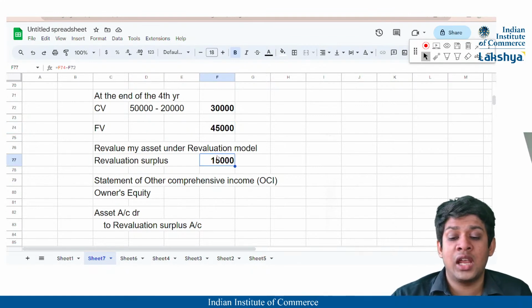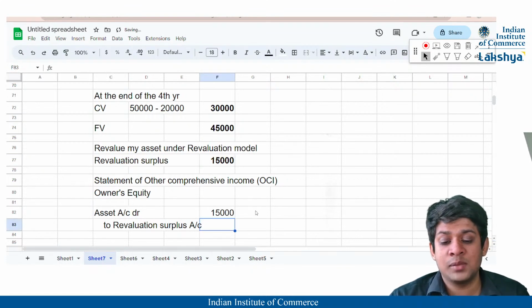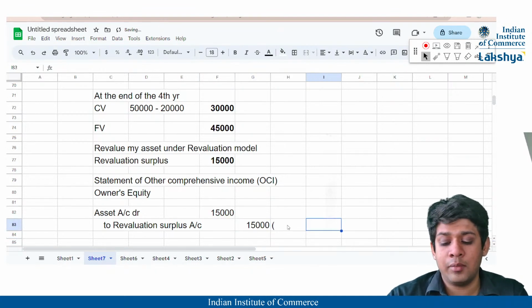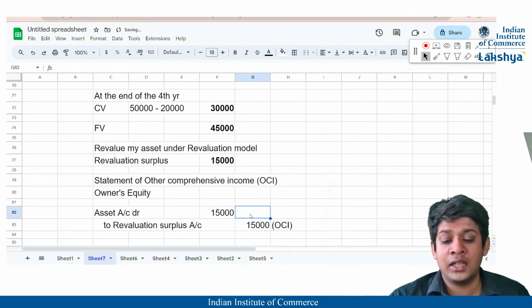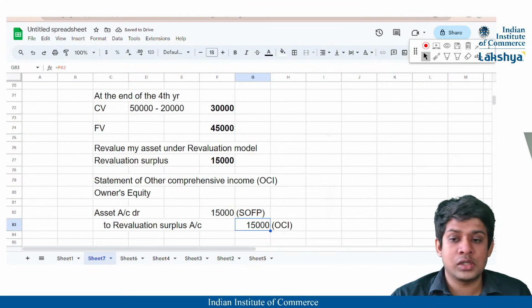So this is any revaluation gain which is not realized yet. Okay, because obviously we've not sold the asset yet. So it is stored separately in the owner's equity under the head revaluation surplus, right? So asset account debit, the asset's value we will increase, and that increased value will be stated as an income within the other comprehensive income under the name revaluation surplus, right? This will go to OCI, and my asset value in the statement of financial position will increase by 15,000.